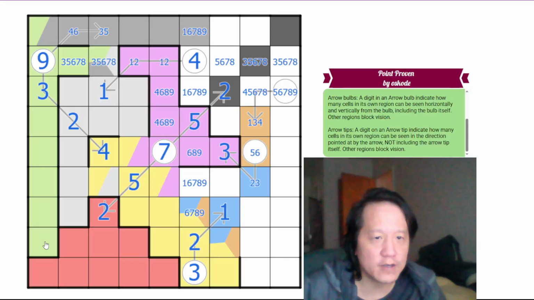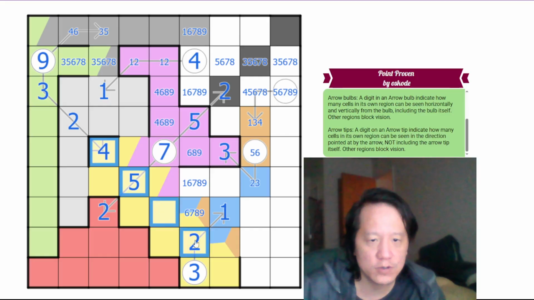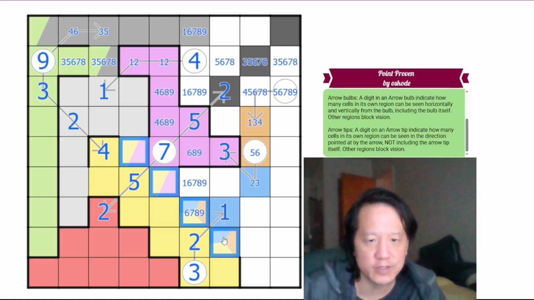We have 1, 2, 3, 4, 5, 6, 7, 8, 9 cells for light. So this cannot be light here. And this can't be light here. That means we have a full 9 cells for yellow, which means none of these could be yellow.